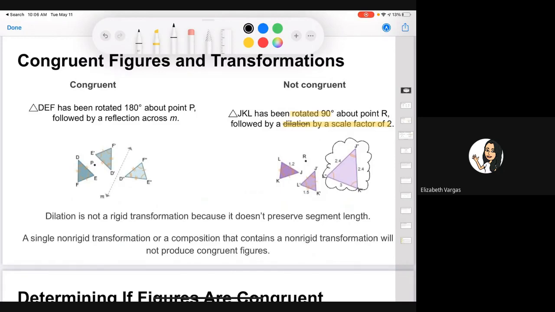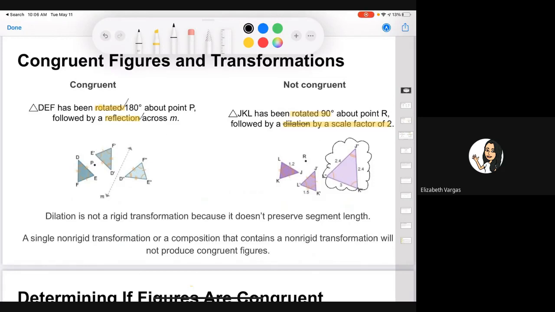So only a rotation, a reflection, or a translation. Here's an example of congruence. Triangle DEF has been rotated, followed by a reflection. Rotation is a type of rigid transformation, and a reflection is a type of rigid transformation. Because both of those are rigid transformations, that tells me my triangle will remain congruent throughout each of these different types of transformations.